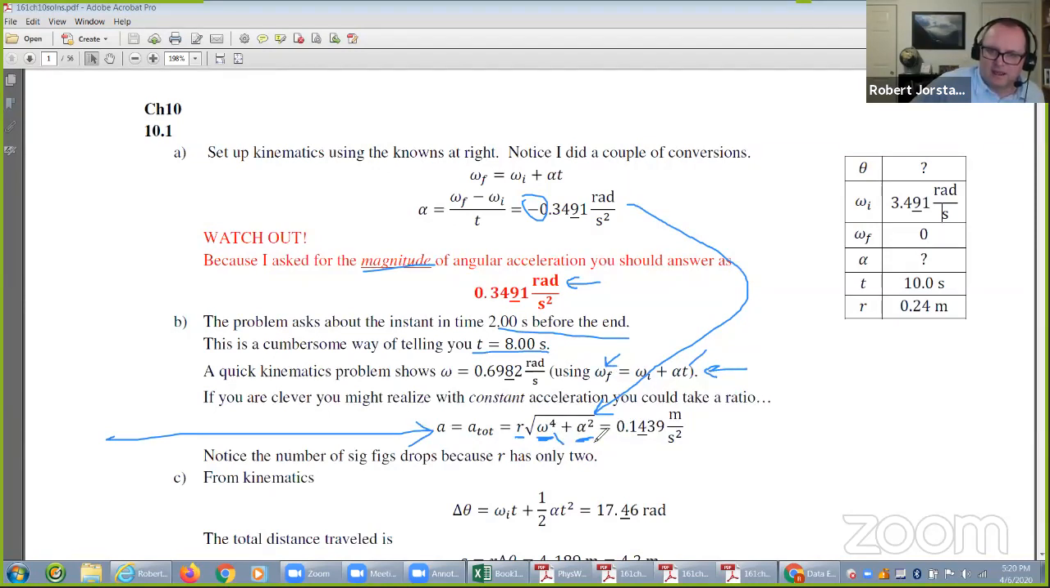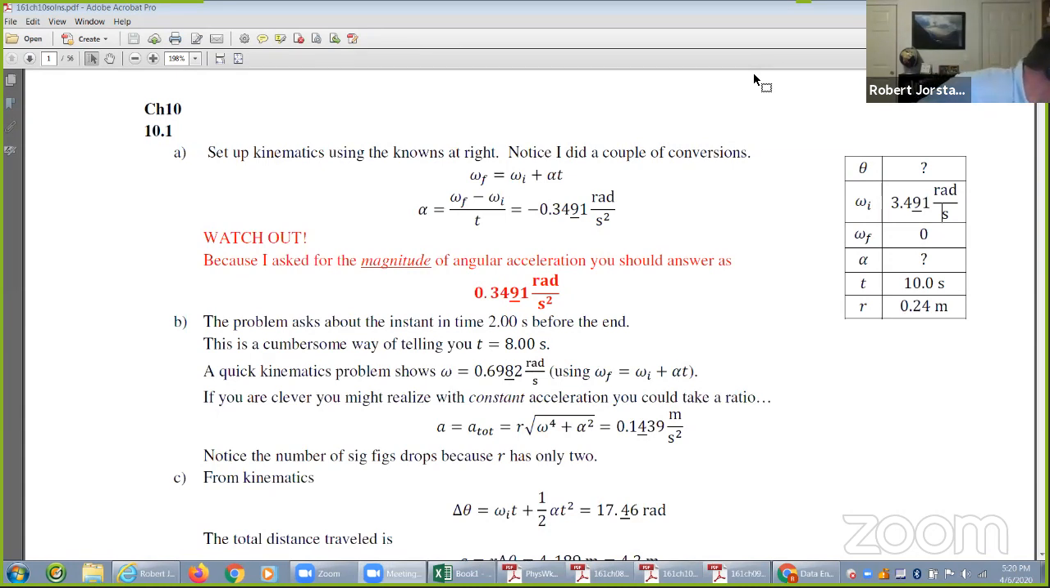Once I have omega and alpha, I look back in the problem and I think they told us the radius was 0.24 meters. Yeah. All right. That's cool. And so then it's just plug and chug. And again, we're trying to get the magnitude. And yeah, you could get that with a ratio if you really wanted to.